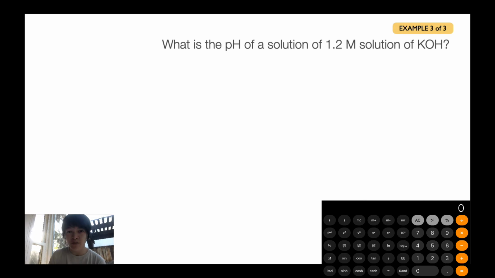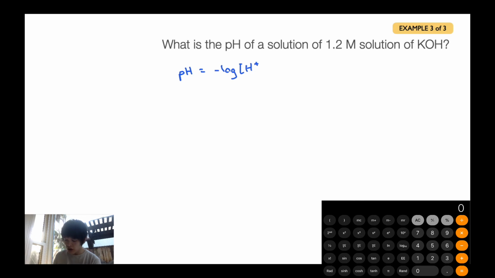All right, this is our third example. What is the pH of a 1.2 molar solution of potassium hydroxide? Okay, this is actually a little bit roundabout. So we're trying to get the pH of a base. We've never done that before. To get the pH of a base, you might be thinking, okay, pH is equal to the negative log of the concentration of H+, right? But we can't get the concentration of H+. This is a base. It produces hydroxide ions.